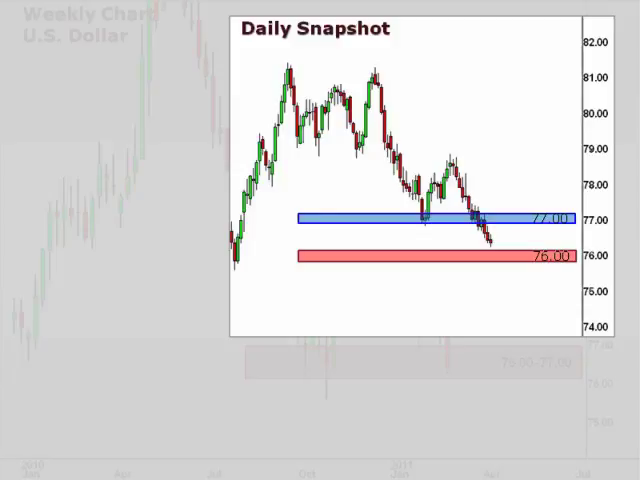A quick look at our daily chart reflects some indecision on Friday's close. We do suspect a bounce off of the 76.5 level. However, until we see a break above 77, the trend remains to the downside.